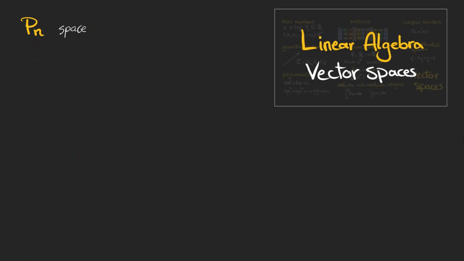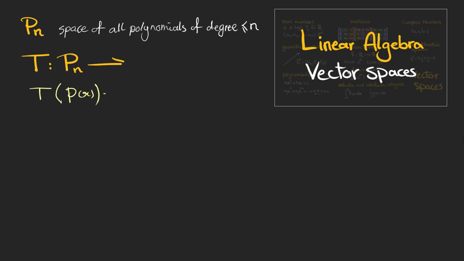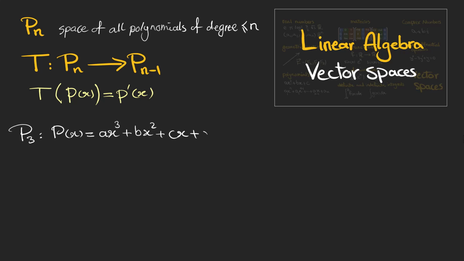We saw in this video that all polynomials of degree n and less can form a vector space. And I also told you that a derivative is a kind of linear transformation for this specific kind of vector space, which transforms polynomials of degree n or less to polynomials of degree n minus 1 or less. As an example, P3 shows all the polynomials of degree 3 or less and can be written in this form. The derivative of these polynomials gives polynomials of a degree less than the previous.